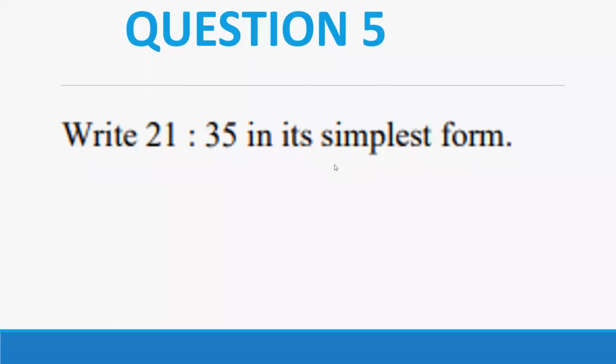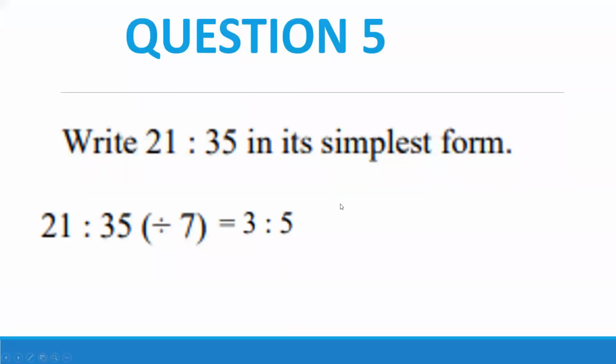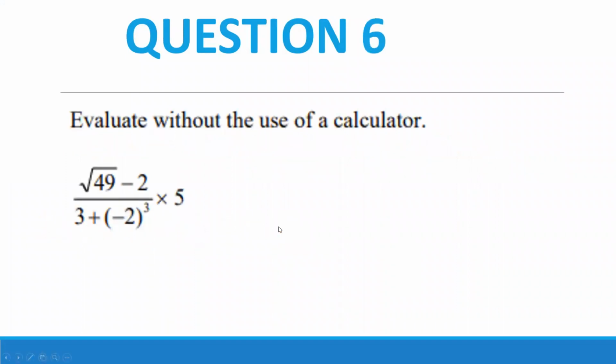All right, let's continue. So our answer is 3 and 5. How are we getting it? Divide by 7. 21 over 7 is 3. 35 over 7 is 5. Your answer is 3 and 5, simplest form. That's it. Let's continue with the next one. Wow, getting harder, huh? So please try this question. Square root of 49 minus 2, and 3 plus negative 2 cubed, times 5. What is your answer for this question without using a calculator, please?